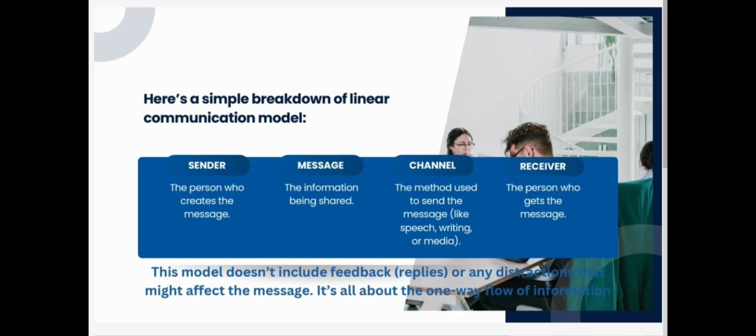Here's a simple breakdown of the linear model. Number 1, sender, the person who creates the message. Number 2, message, the information being shared. Number 3, channel, the method used to send the message like speech, writing or media. Number 4, receiver, the person who gets the message. This model doesn't include feedback, replies, or any distraction that might affect the message. It's all about the one-way flow of information.